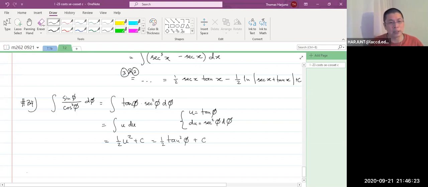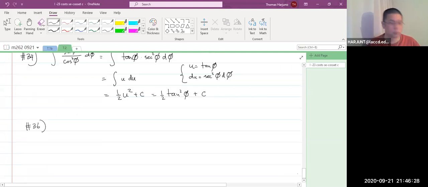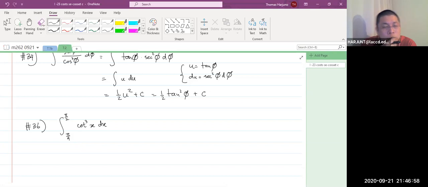How about number 36? Something new. What is new is not this part, it's this. The new one is the cotangent. How do we deal with integral of cotangent cube x dx?